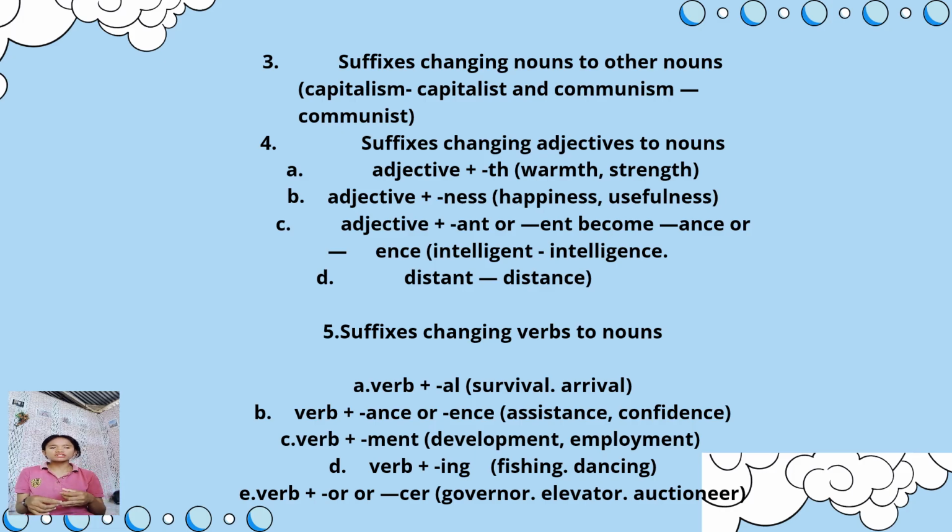And for the suffix changing verb to noun, the verb and al become survival and arrival, verb and ance become assistance or confidence, the verb and ment become development or employment, the verb and ing become finishing and dancing, and for the verb and or become governor, elevator, or authenticator.